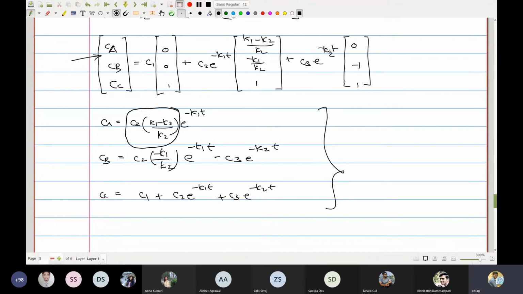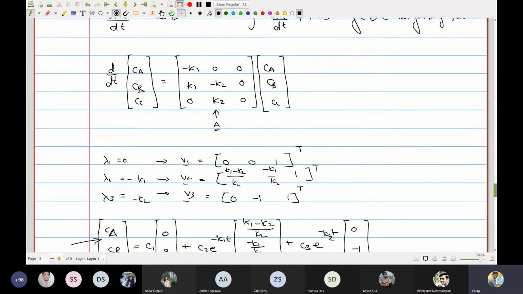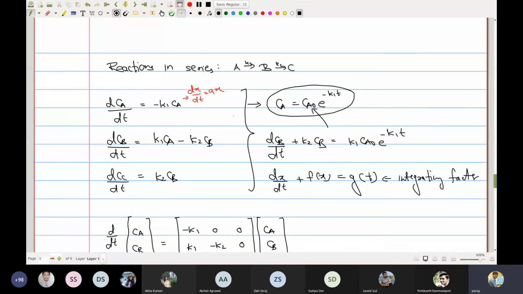As a mathematical problem, for every possible value of K1, K2, CA will evolve, right? But physically only those will be accessible which is equal to this, right? But here the evolution part is e to the power minus K1t, and here also the evolution part was e to the power minus K1t, right? So then we are getting the same result basically in a little differently arranged manner.